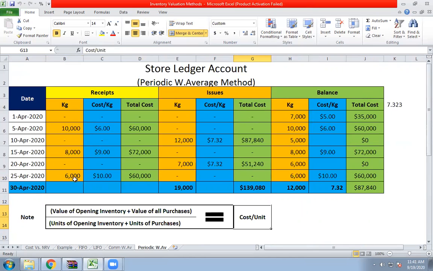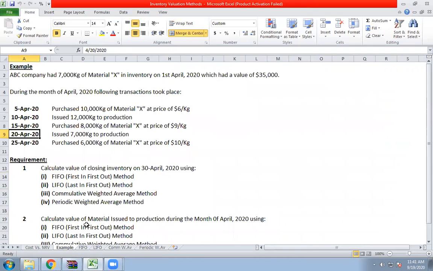First of all, let's take an example and then we shall go through using all the methods to solve this example. ABC company had 7,000 kg of material X in inventory on 1st April 2020, which had a value of 35,000. This is to be considered as opening stock. So our opening stock is 7,000 kg having a total value of $35,000. It means it is $5 per kg.